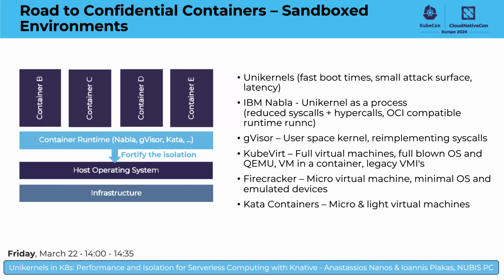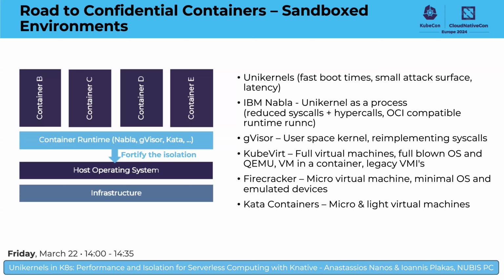AWS created Firecracker. It's a Rust-based VMM. It's based on KVM, which is the hypervisor. It's a micro virtual machine with a minimal operating system and emulated devices. They still don't have any GPU support because Firecracker does not have a PCI Express topology. But they were thinking of how to integrate GPUs into Firecracker.